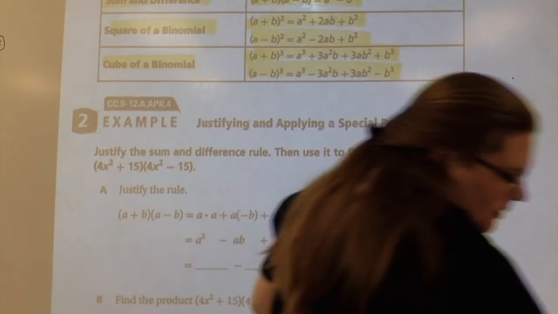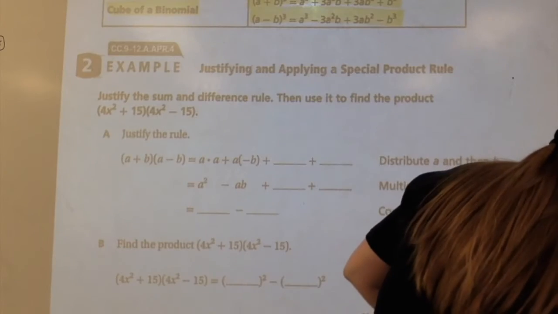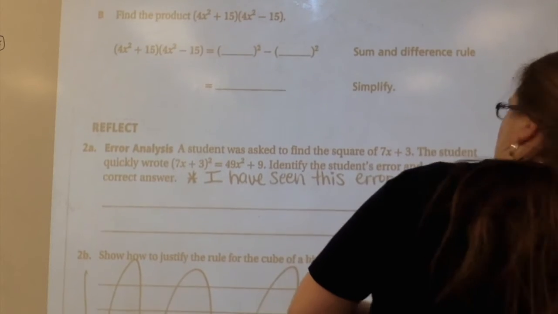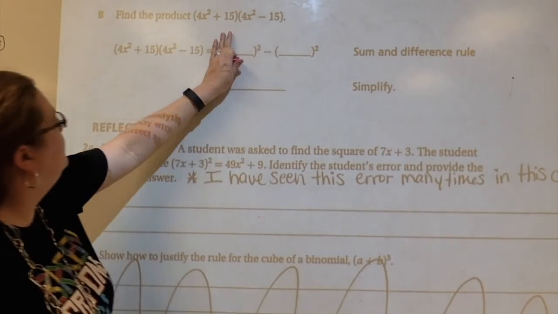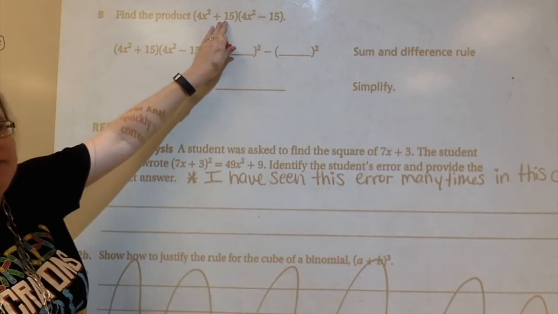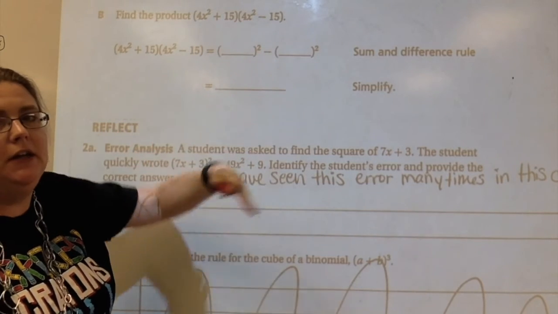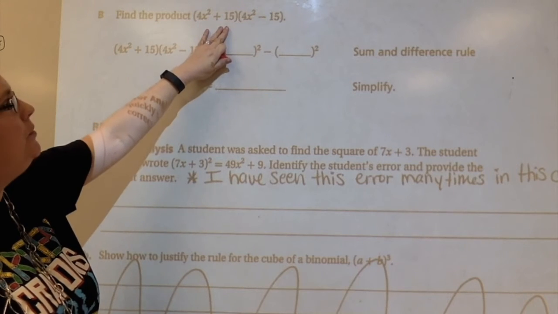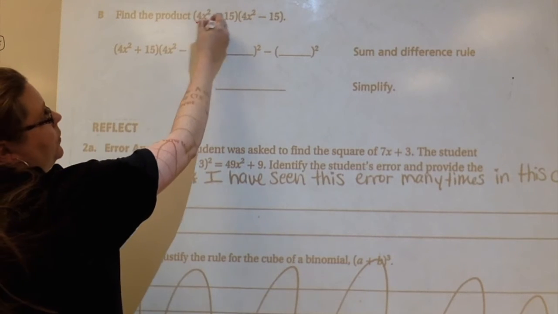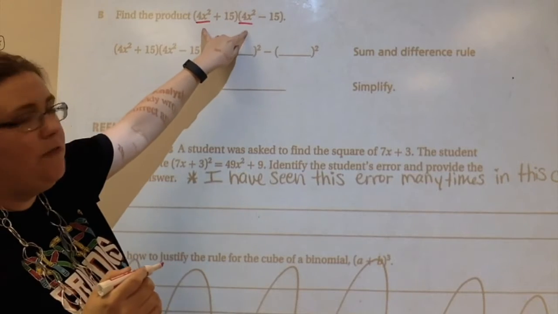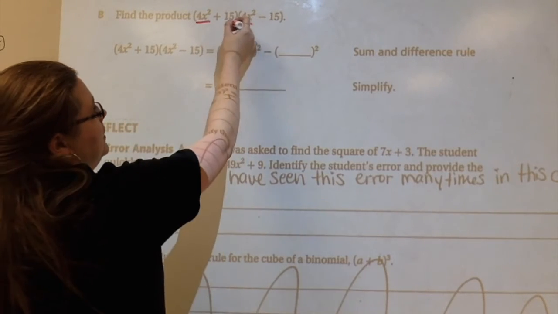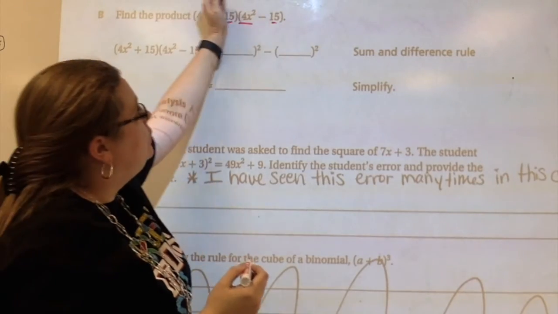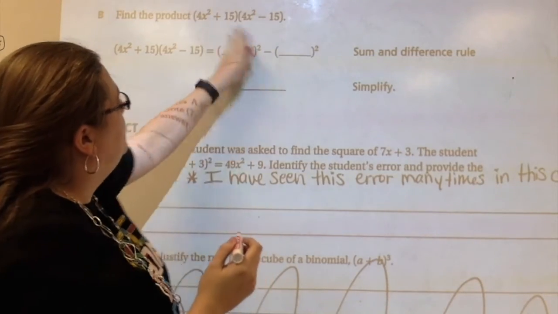So we're going to push this up to example B and show an example of it. Here we have the product 4x squared plus 15 times 4x squared minus 15. The first battle here is recognizing that this is a special product rule. Notice that 4x squared and 4x squared start off both of these binomials. And notice that they both end with 15, but one's adding and one's subtracting. That should clue you into the fact that you're going to use the sum and difference rule.